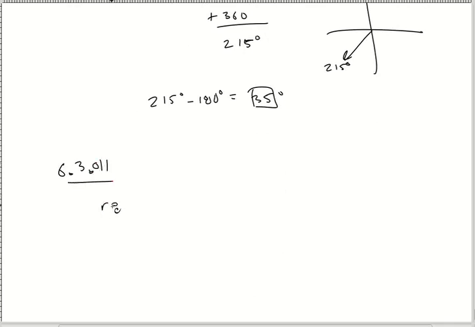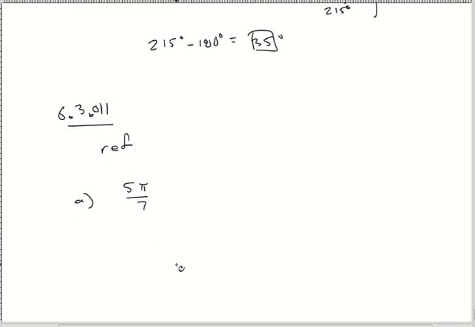6.3.011. They want reference angles again, but this time with radians. That's always great fun. So 5 pi over 7. First off, where is that? I'm thinking this is 7 pi over 7. That's not usual, it's just pi, obviously. It's just pi. 0, pi for 180.